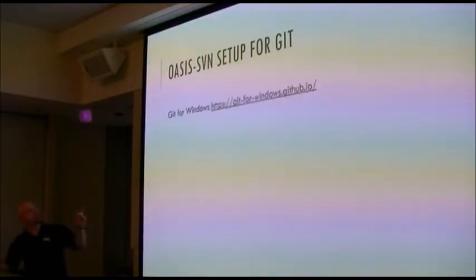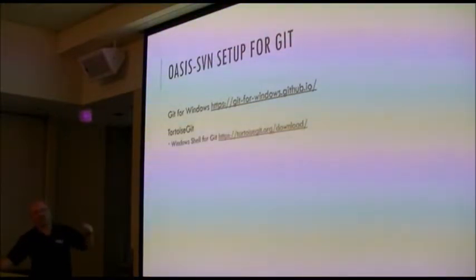So what do you need for this? You're first going to need Git for Windows, which is a command line utility. It's free. You download it, and if you want to type in commands, you can do all your stuff through a command line. You also need TortoiseGit, which is a shell for Git. And this is required because OASIS is going to basically point to this and say, go ahead and do this function with TortoiseGit.